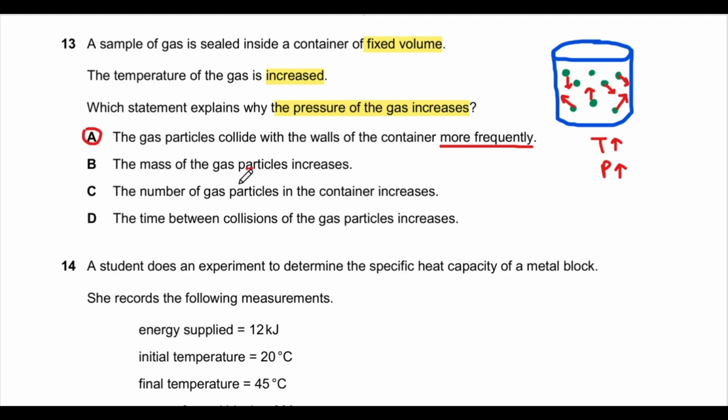So the pressure increased because the molecules are colliding more frequently with the walls of the container. B is not correct because it is saying mass is increasing. No, the volume is constant, so mass does not increase. C is not correct because it is saying the number of particles increases. Again, no, the volume is constant. And D is not correct because it is saying the time between collisions increases. No, the collisions become more frequent, so the time decreases.